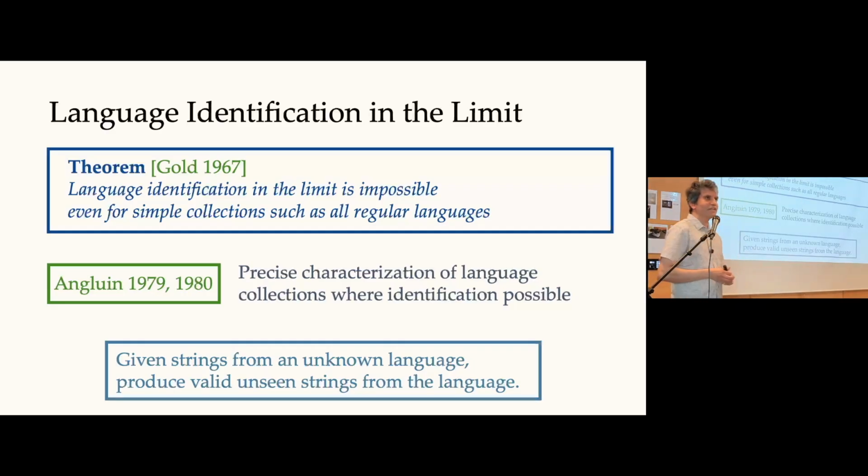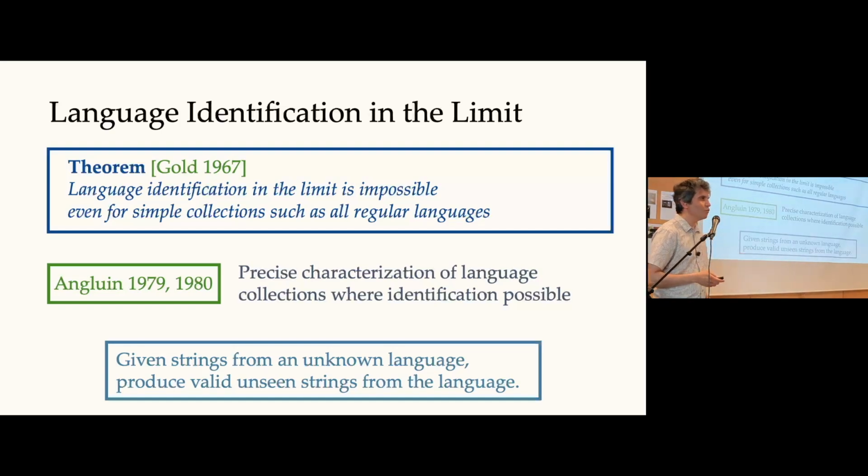Right. So we started with this question that Kleinberg and Mullainathan asked, and let's go back and ask that question again. They asked: given strings from an unknown language, can we produce valid unseen strings from the language? Okay, and Gold's result and Angluin's later characterization are basically saying that language identification is impossible. But there's a slight difference between identification and generation. Okay, if you could identify the language, then clearly you can generate. But maybe you can generate without identifying, right? So does this negative result actually mean anything?